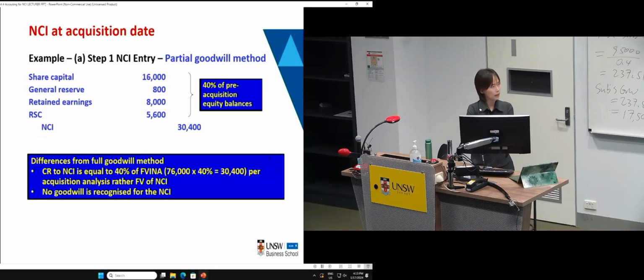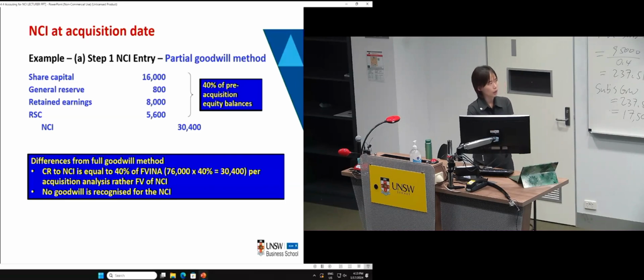Now step 1 NCI, this one is different from the previous one. You can see the allocation of the subsidiary's pre-acquisition equity is based on 40%. So these 4 lines are the same, but we no longer need to record any goodwill. On the partial goodwill method, once again, NCI does not receive any share of the goodwill.